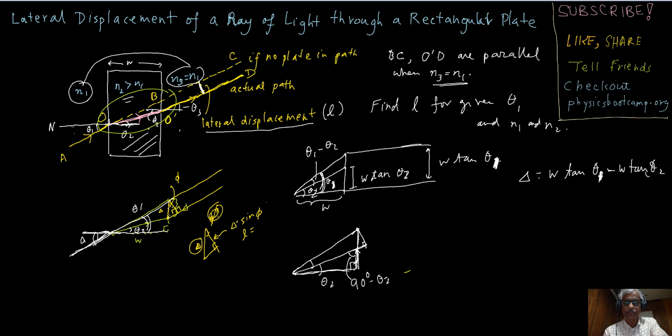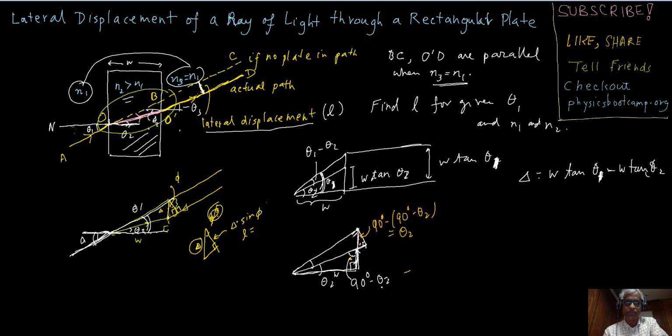This was the W. And so this corner angle will be 90 degrees minus theta 2. And so this angle here will be the same as this angle. And this is a right angle triangle, so this angle down there will be 90 degrees minus (90 degrees minus theta 2), which means theta 2. So in this triangle, phi is actually theta 2.